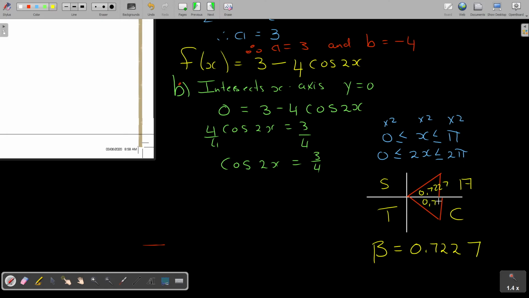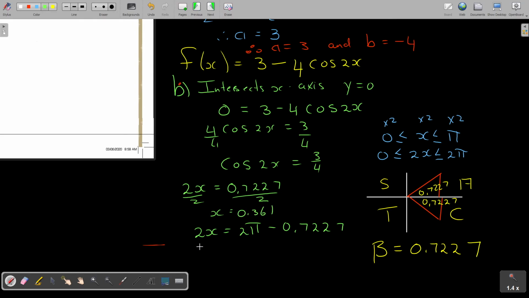0.7227. So I'm going to say 2x is equal to 0.7227. That's one answer. The other 2x is going to be 2 pi minus 0.7227. Then I divide by 2, I divide by 2. I get x is equal to 0.361. And then I subtract and divide by 2, and I get x is equal to 2.78.